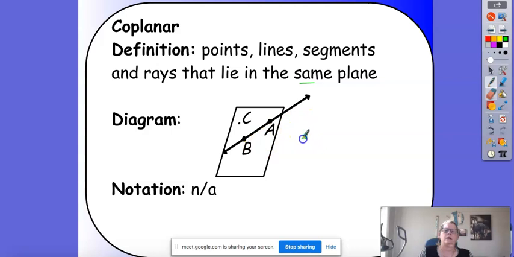Okay, if I come over here and it's not on my little parallelogram, my slanted rectangle, this is not on the same plane.